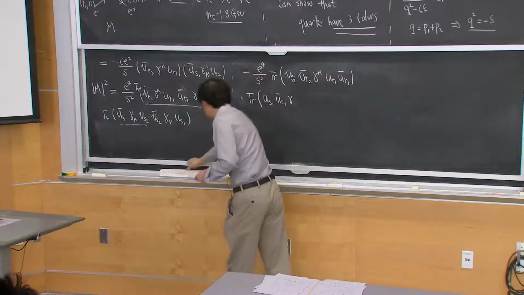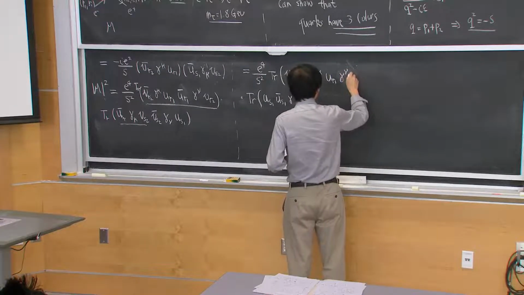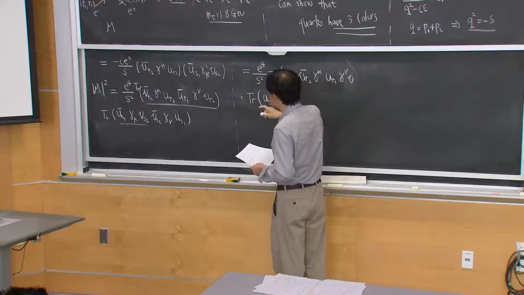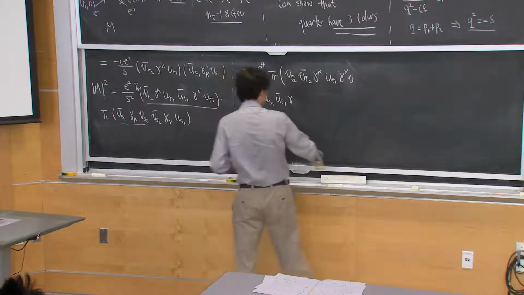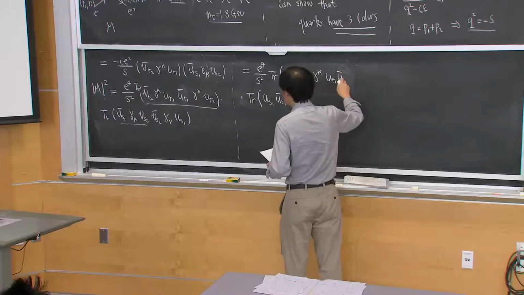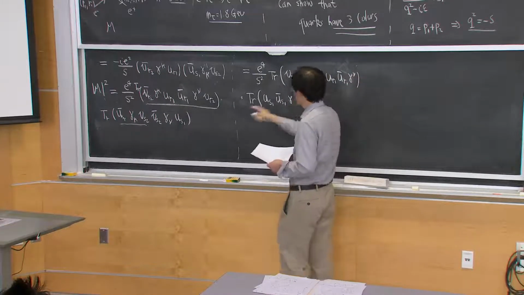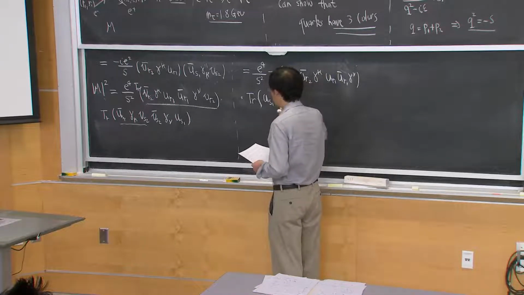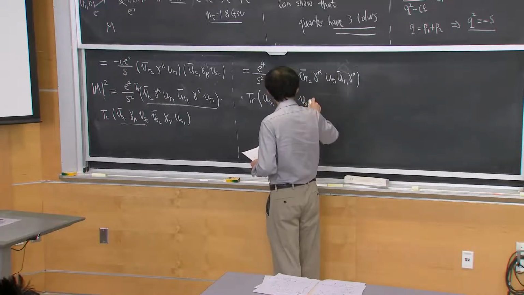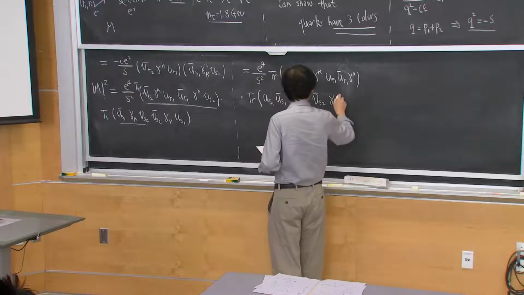Sorry, I missed the gamma mu. Oh, sorry, no, I just missed that one: U bar R1 gamma mu. And similarly with that, so I have U bar S1 gamma mu, and then we have VS2, V bar S2, and gamma mu.